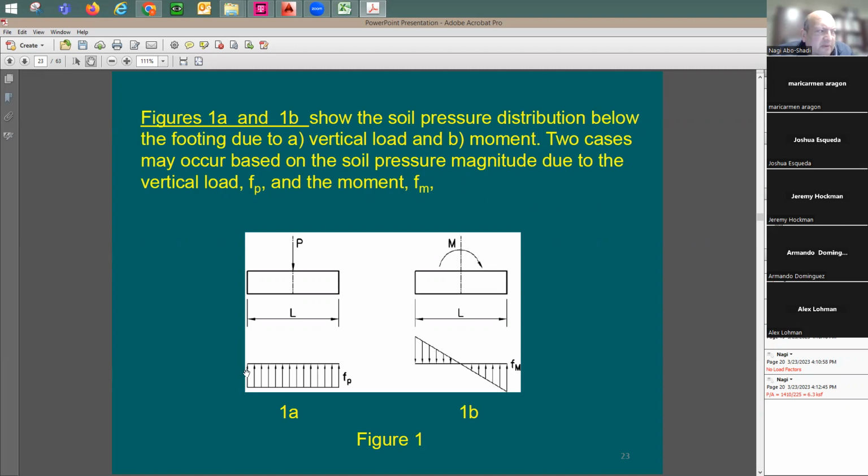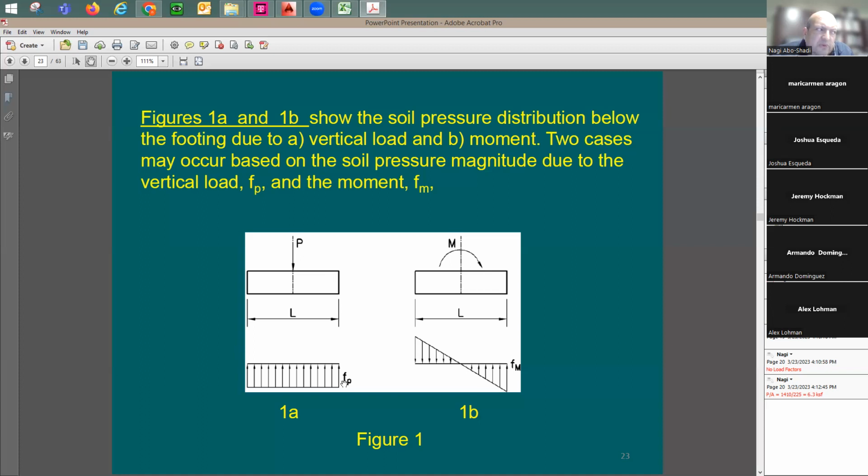Now you take the stress here at that point, at the first point on the left side. I have a stress coming from the vertical load, which is going to be equal to F sub P, and it is going to be compression. At the same point, I have the moment creating tensile stresses on the soil right here, which is going to be equal to F sub M.